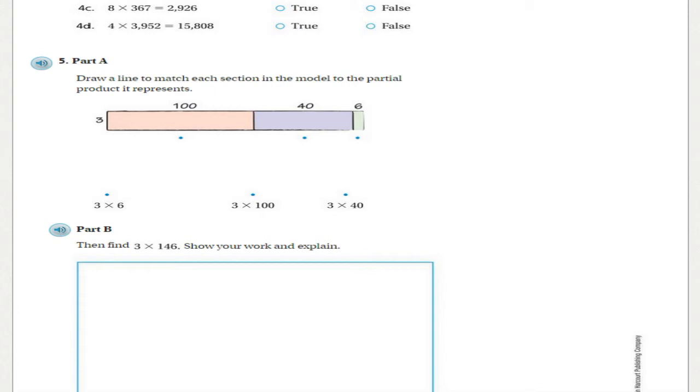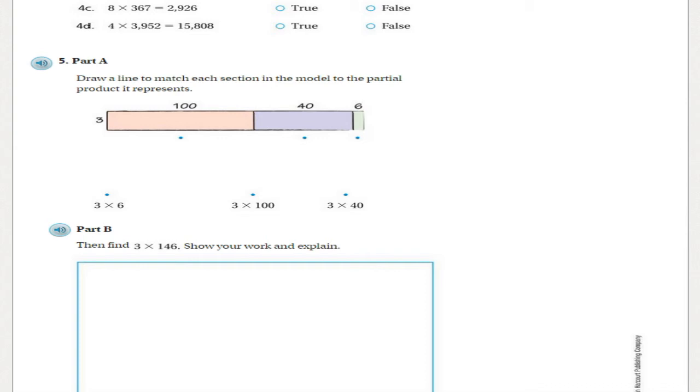Okay? Now, part B says, now that you've broken it up into expanded form, find the answer to this problem. So they've already kind of shown their work here. I'm going to use those exact problems. So I'm going to use 3 times 6, 3 times 100, and 3 times 40. Okay, 3 times 6, that's 6 plus 6 plus 6. 6 plus 6 is 12, plus another 6 would be 18.